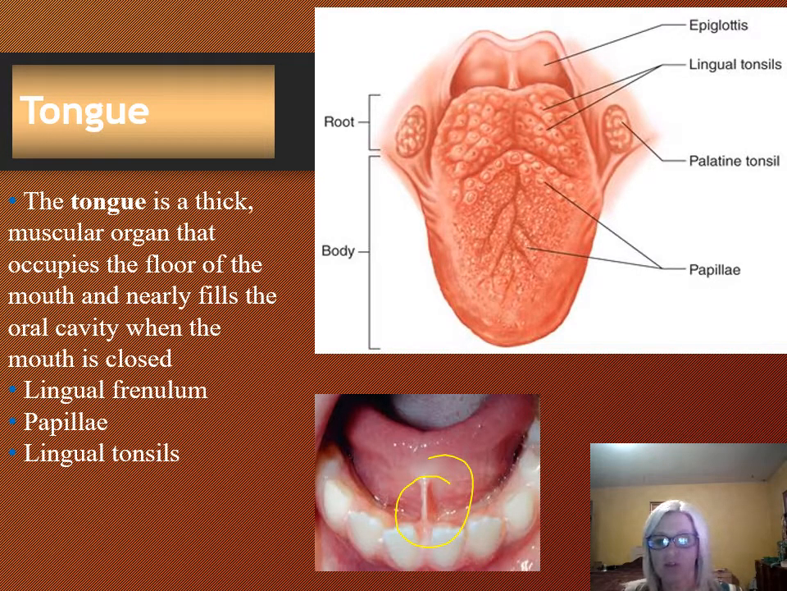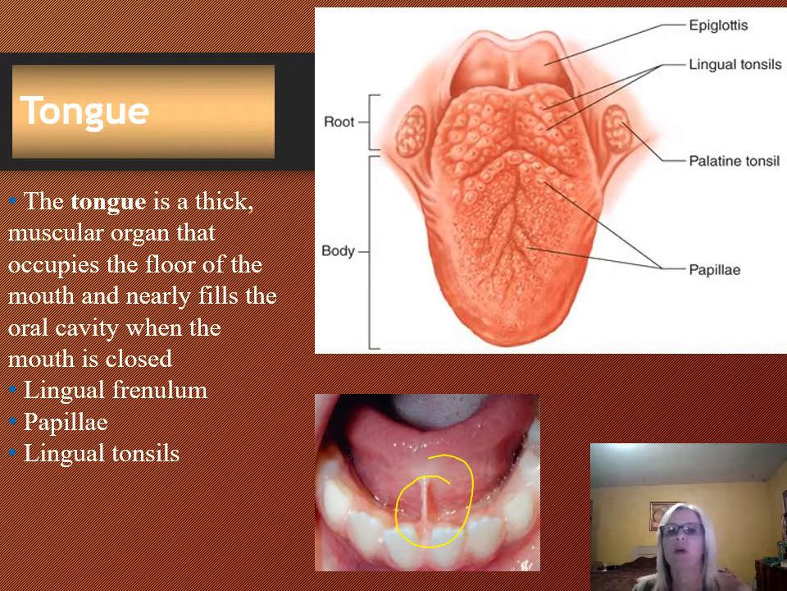If that is too short, you can be what we call tongue-tied, and they actually have to go in and clip that. I actually have a friend that just had that done. Actually, it's not a former student, but more my kid's age. But anyway, so yes, that can be a problem for infants as well. If they are not able to latch on, it is often due to the fact that that lingual frenulum is too short, and so they go in and clip it.